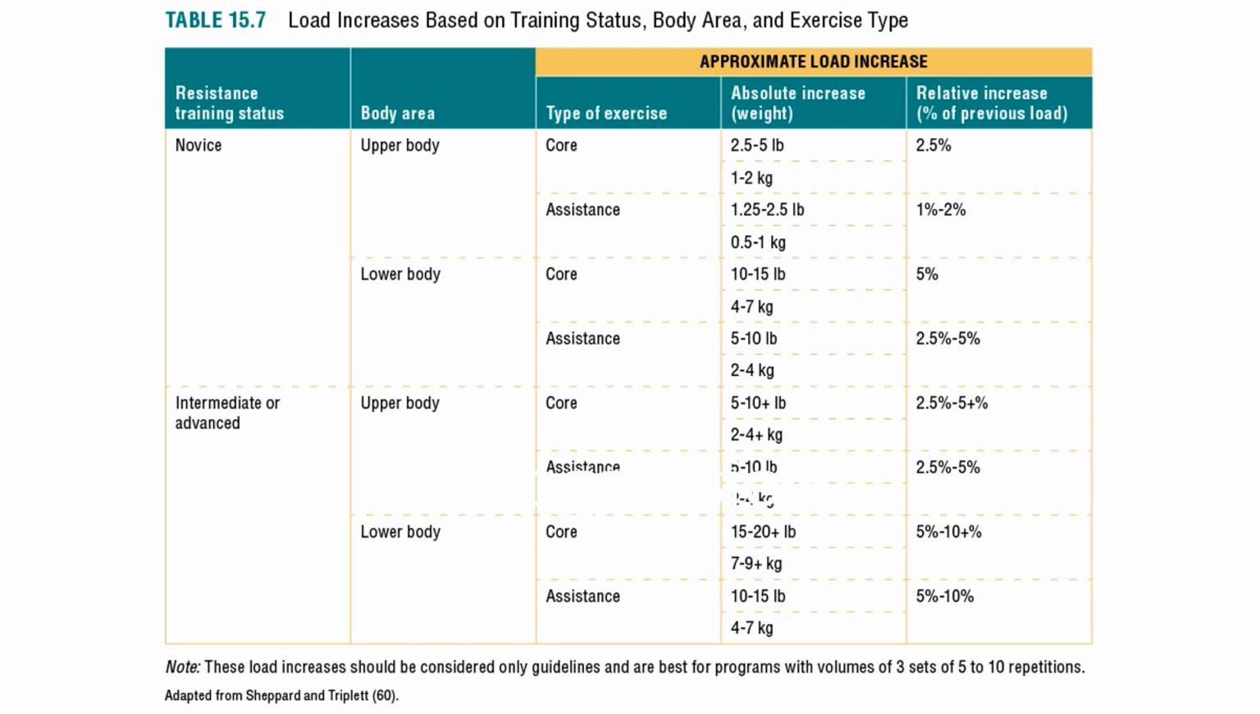Now for someone who's intermediate or advanced, you could possibly go up to 5 to 10 pounds for upper body core, and 5 to 10 pounds possibly for assistance as well. Notice for lower body, you'll go a little bit higher.